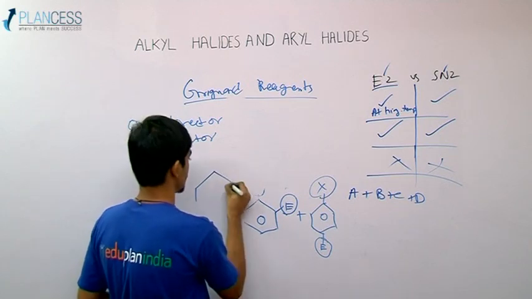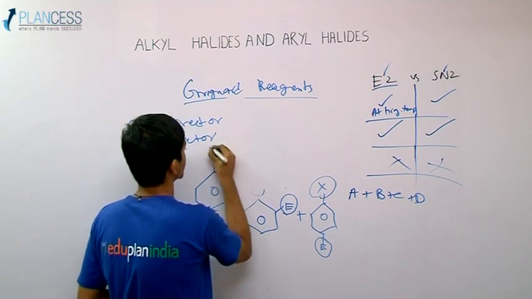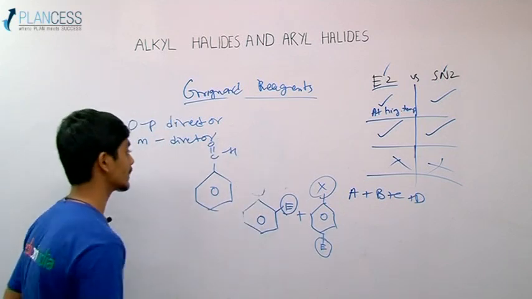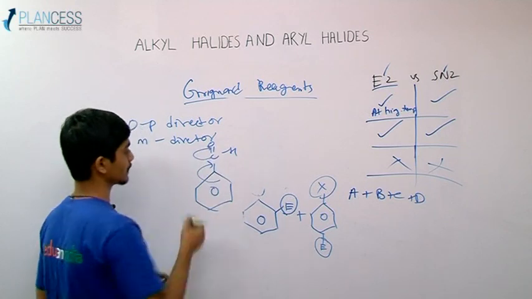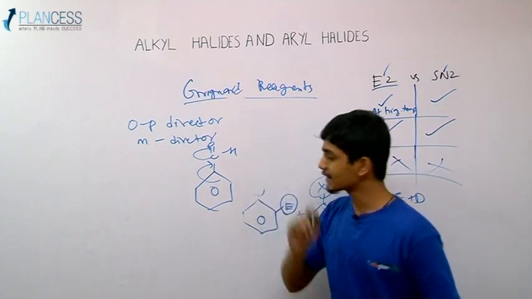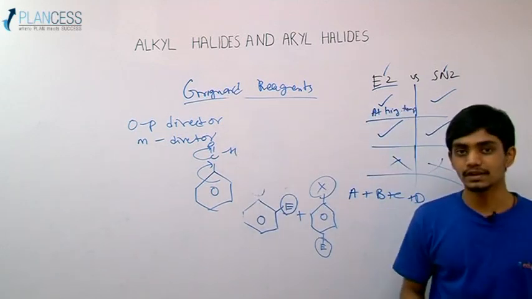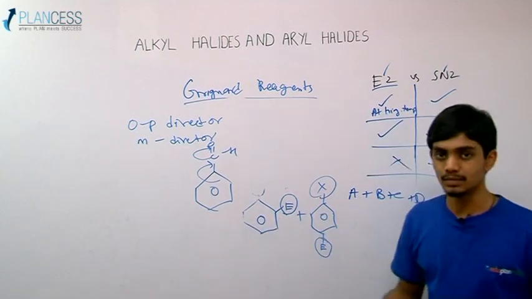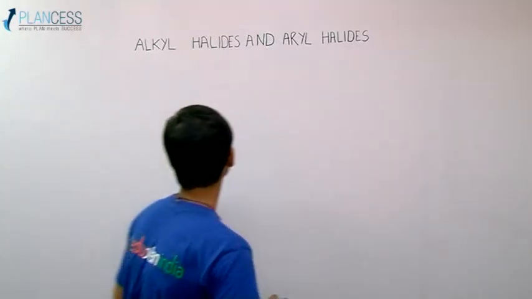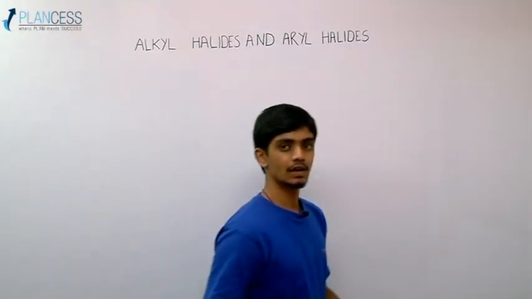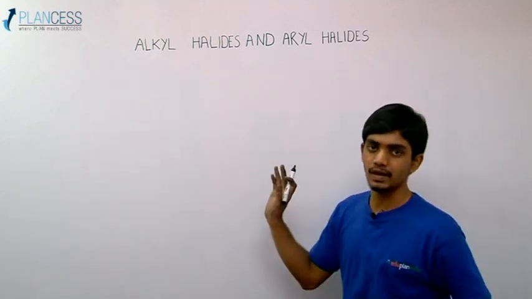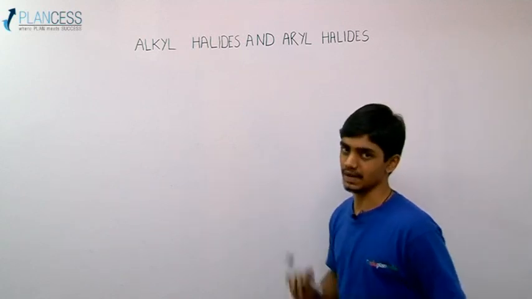So generally meta directors are aldehydes, because these deactivate the ring. How do they deactivate the ring? They will take up the electron density from the ring, and we have seen how it takes up the electron density. Generally the deactivating groups are meta directors and the activating groups, for example alcohols, amines, are ortho para directors. To understand that concept better, let us draw the resonance structures and see. What are ortho para directing groups? They direct the incoming electrophile to the ortho para position or to the meta position.